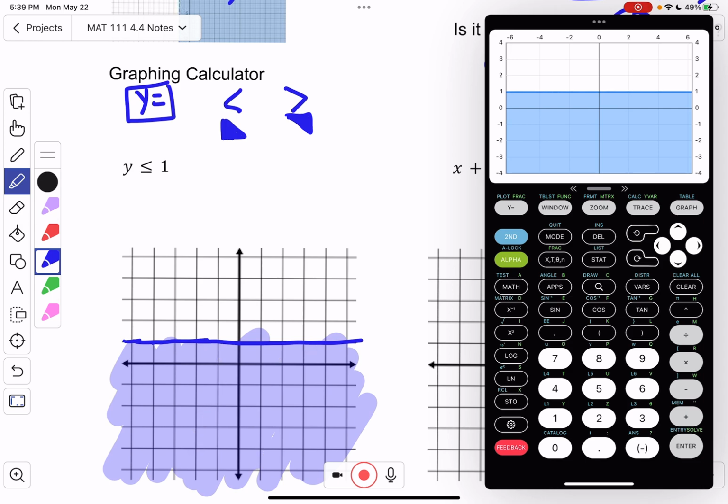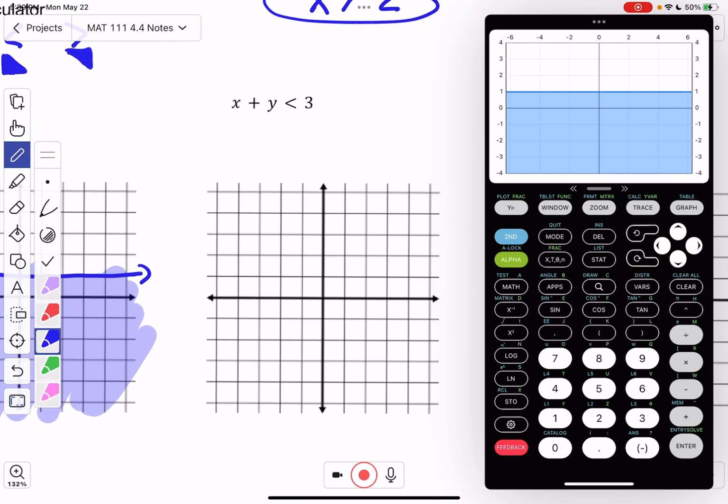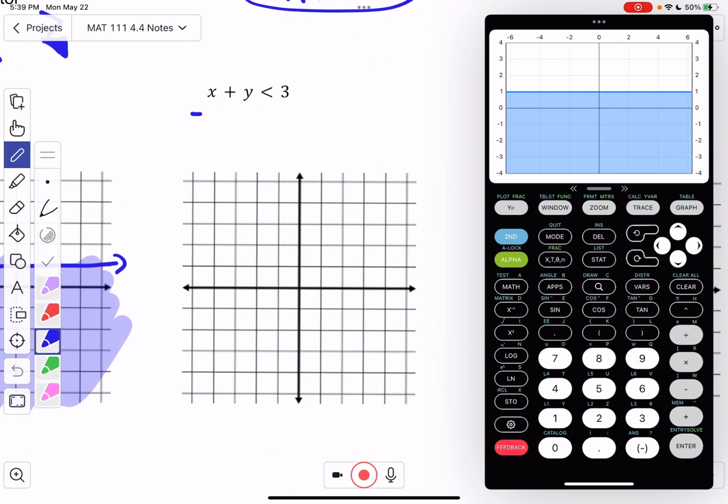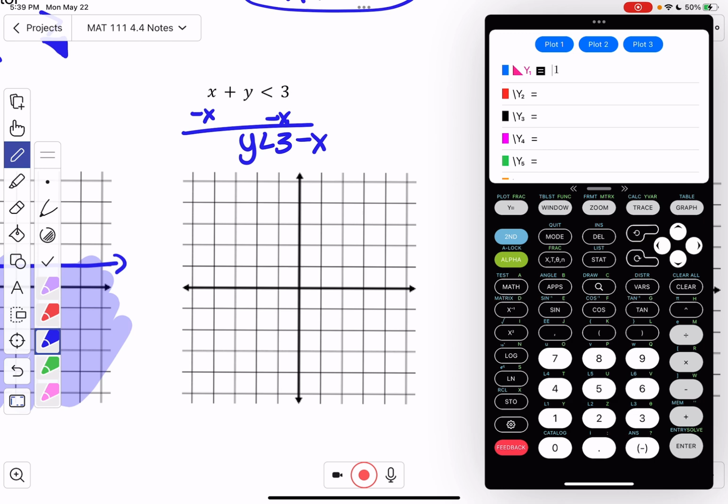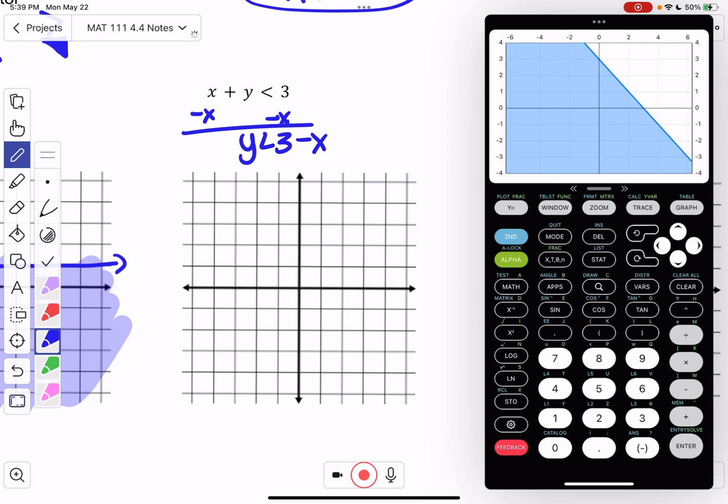And because this is less than or equal to, I can keep it as a solid line. Let's try the next one. We want it to say y equals, so I subtract the y from both sides. So in y1, I want to type 3 minus x. It's still less than, so now I'm going to hit graph.